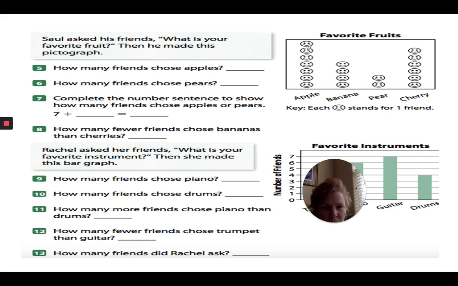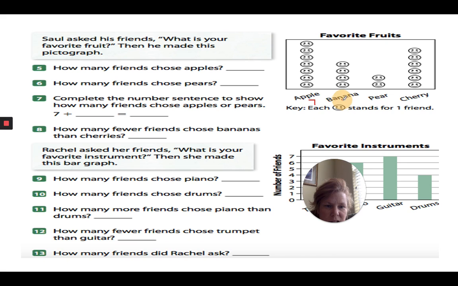Did I count that right? 1, 2, 3, 4, 5, 6, 7. Yes. Bananas, you have 1, 2, 3, 4. Pears, you have 2. And cherries, you have 1, 2, 3, 4, 5, 6. Let me write that down here. I'm just going to put this under here so I can remember.